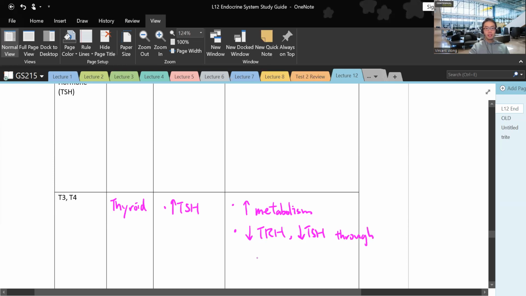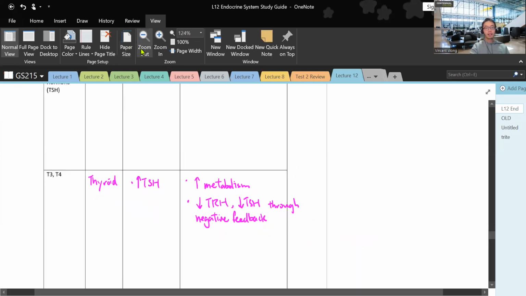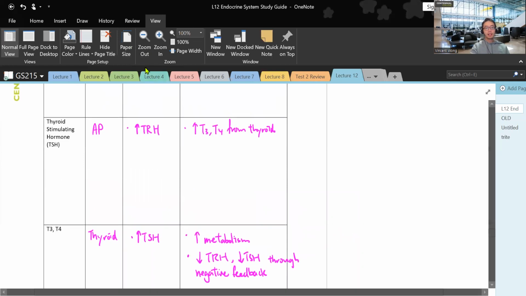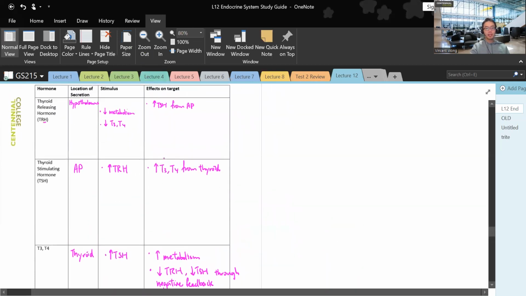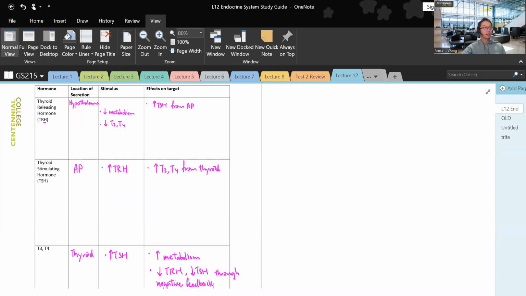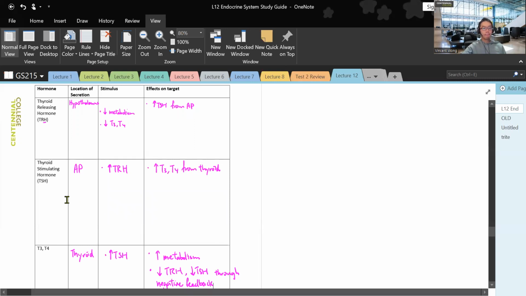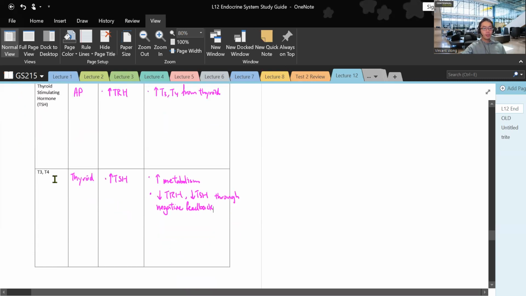Through negative feedback. Okay, so that's the pathway for metabolism. We wrote it down already, right? With the HPA. This is just another way to represent the same thing. All right, next one.